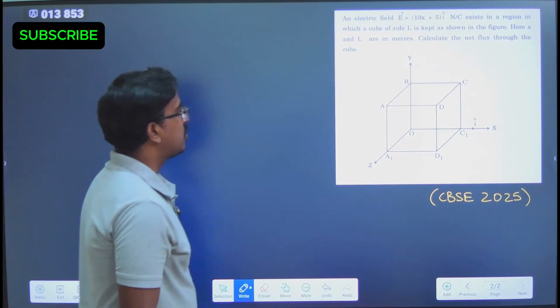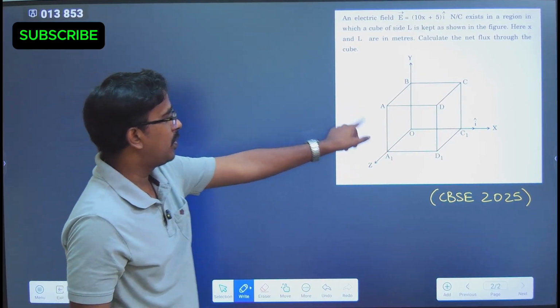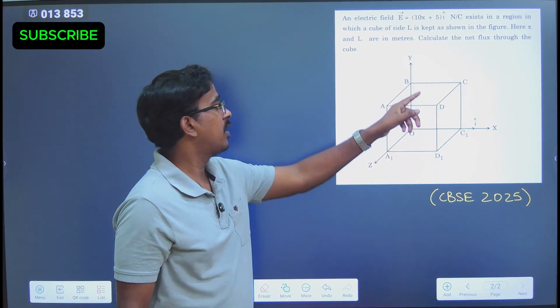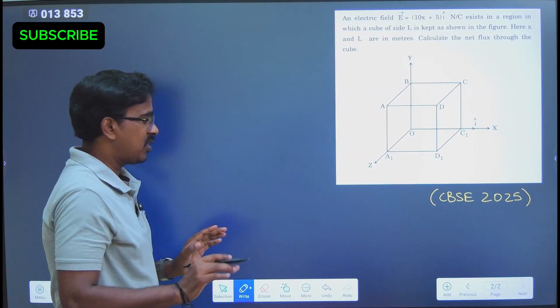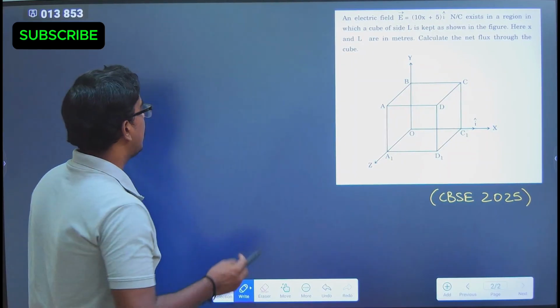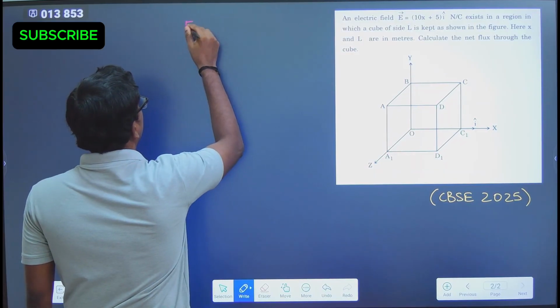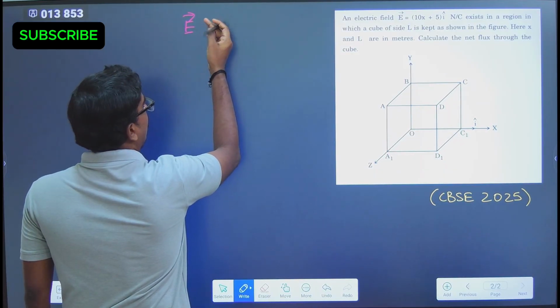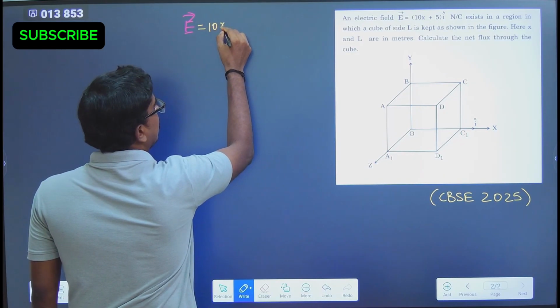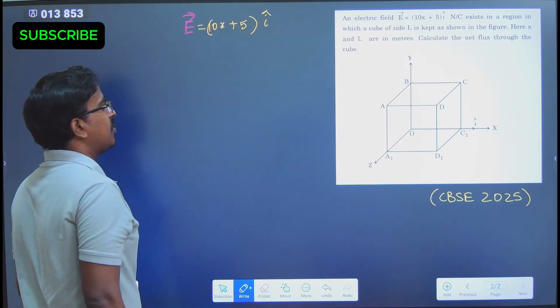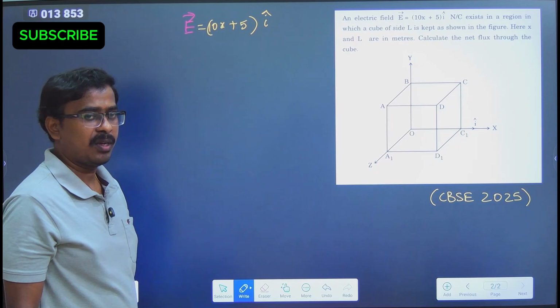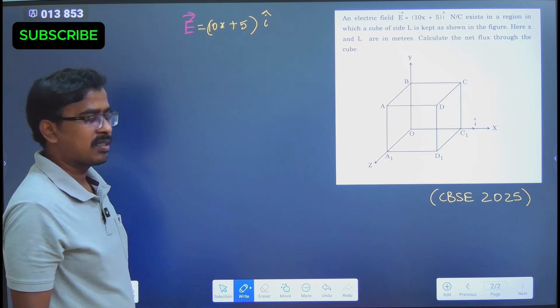Now let's move on. They are asking: each side of the cube is L. Calculate the net flux through the cube. First point you need to understand is what the given field is. That's very important. The given field is (10x + 5) i cap. This is the electric field and you are going to find the net flux.